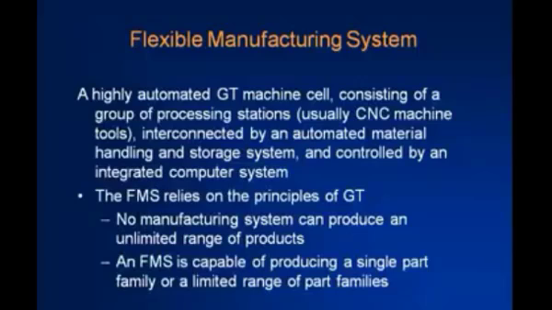So the FMS relies on the principles of group technology, that no manufacturing system can produce an unlimited range of products. FMS is capable of producing a single part family or a limited range of part families. So as compared to the traditional manufacturing system, this system is automated and has certain flexibility in the product specification. If there are changes in the product types, it can incorporate that change up to a certain extent.